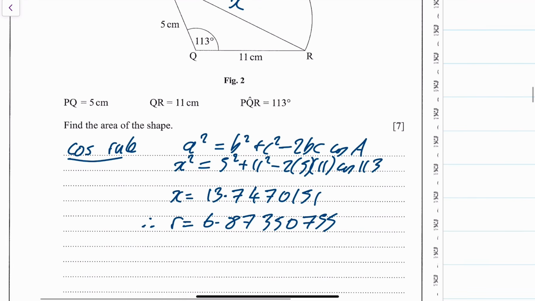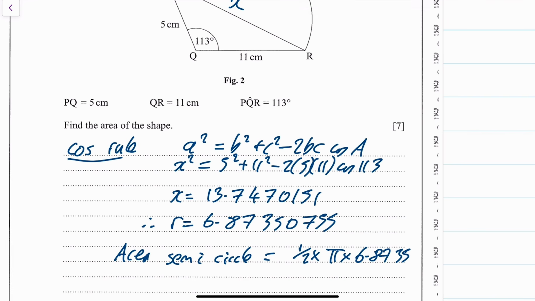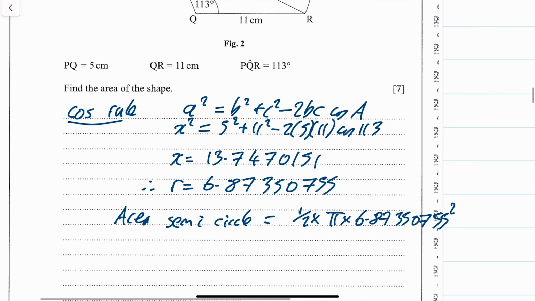6.87350755. And then we'll just say area of the semicircle then. Area of the circle is pi r squared. So it's a semicircle, so it's a half times pi times my r squared, so that's 6.87350755 squared. Using all those values, that's 74.212433902, if I've been able to read that correctly.